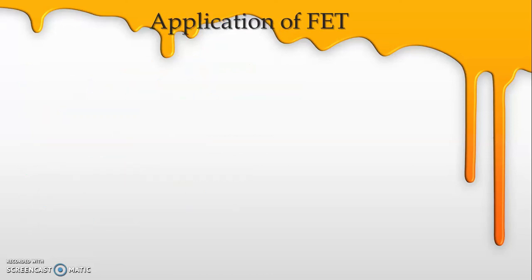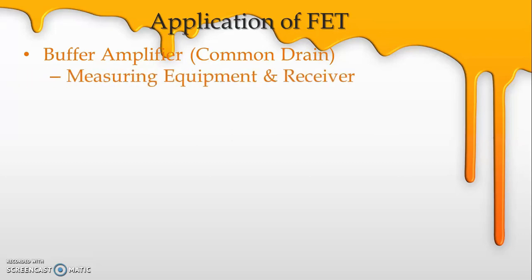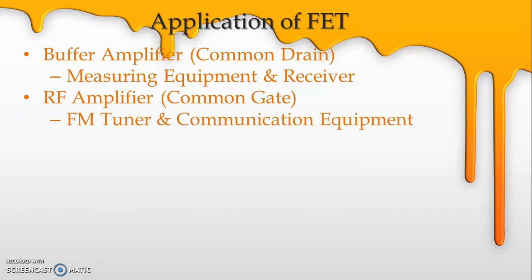And now the applications of field effect transistor. It can be used as a buffer amplifier, and that is a common drain configuration. It can be used in measuring equipment and the receiver. It can be used as an RF amplifier, and that is in common gate configuration. It is used as an RF amplifier in FM tuner and other communication equipment.